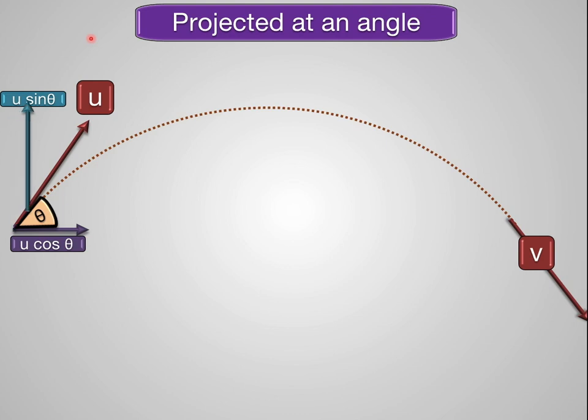So let me consider u sin theta first. You can see what happens to the vertical part. All these changes are happening because the Earth's gravitational force directly affects the vertical part. It will go on decreasing at the beginning. It will become 0 at the maximum height. Again it will increase on the other side and it will collide with the ground with exactly the same velocity as the initial vertical velocity.